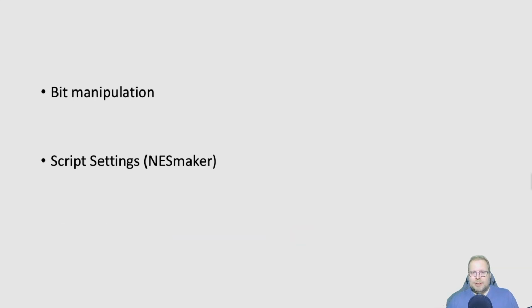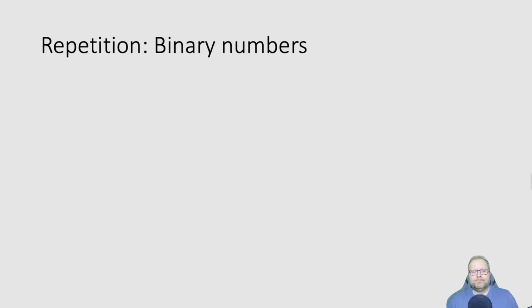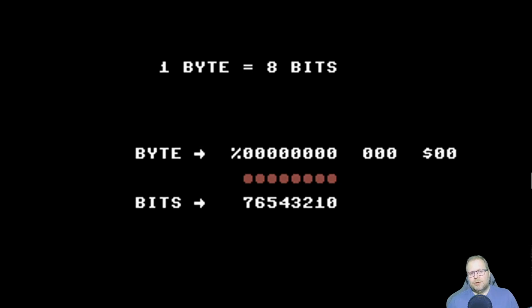So, bit manipulation. Before we talk about that, we need to do a quick repetition when it comes to binary numbers. This has to do with binary numbers, so we have to be absolutely sure that we know how that works. So I made a little thing here. So you remember that 1 byte, that's 8 bits.